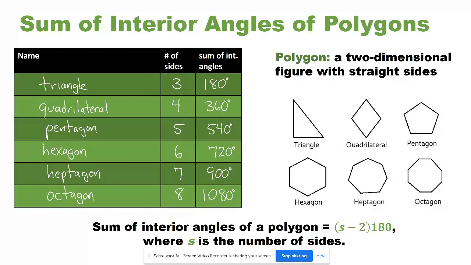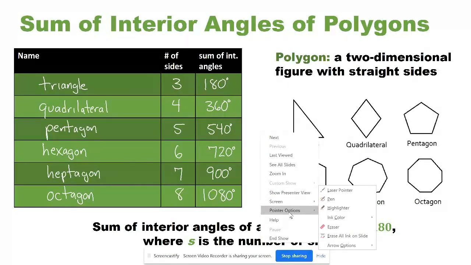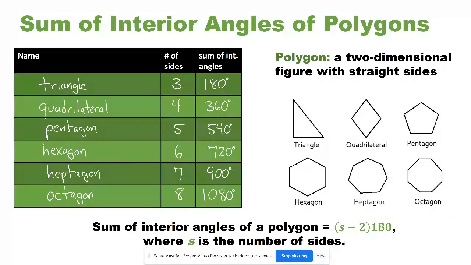Now, we can make a table like this and just keep adding 180, but if we have to work with a polygon with 20 or 30 or 50 sides, that's going to take quite a while. So we also have this little formula that you'll see at the bottom of the screen. It's S minus 2 times 180. And what S stands for is the number of sides in the polygon.